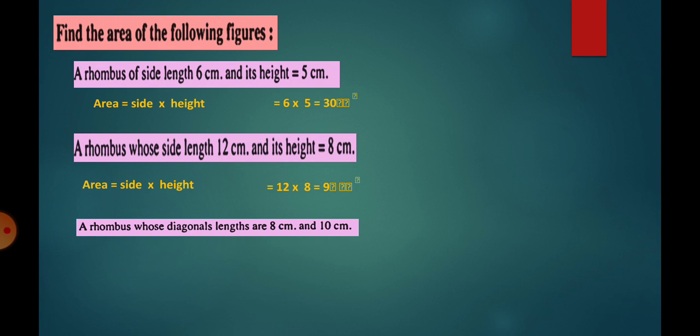The rhombus whose diagonal lengths equal 8 and 10. The two diagonals are perpendicular. Here the rule is half times the product of the two diagonals. Then area equals half times 8 times 10 equals 40 centimeters to the power 2.